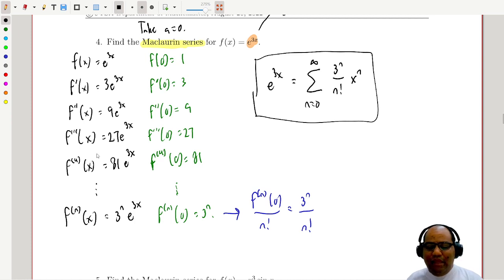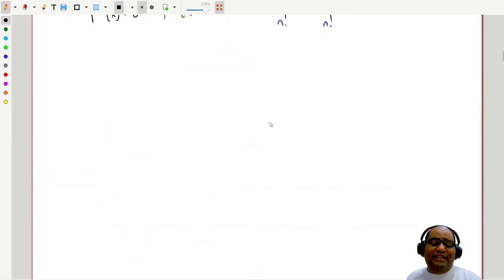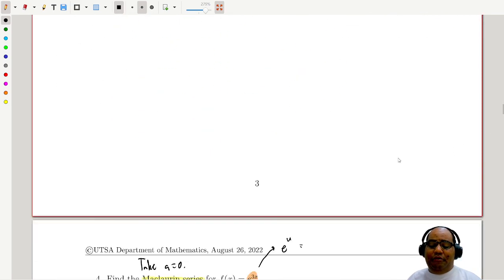Now, I want to remark here, we've already expanded e to the u, in the first problem, which I'll go back to real quick. In the first problem, we expanded an e to the x type thing, but that was around 2, and we got a similar looking expansion, right? We got a similar expansion, except now we had an e squared floating around there.